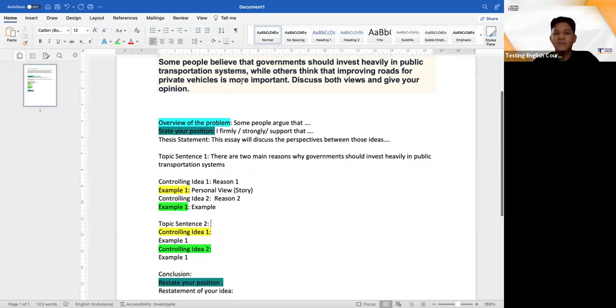While other things improve growth for private schools, there are... You repeat the formats. You don't need to repeat the formats. You can say one main reason. Oh, primary. Yeah.